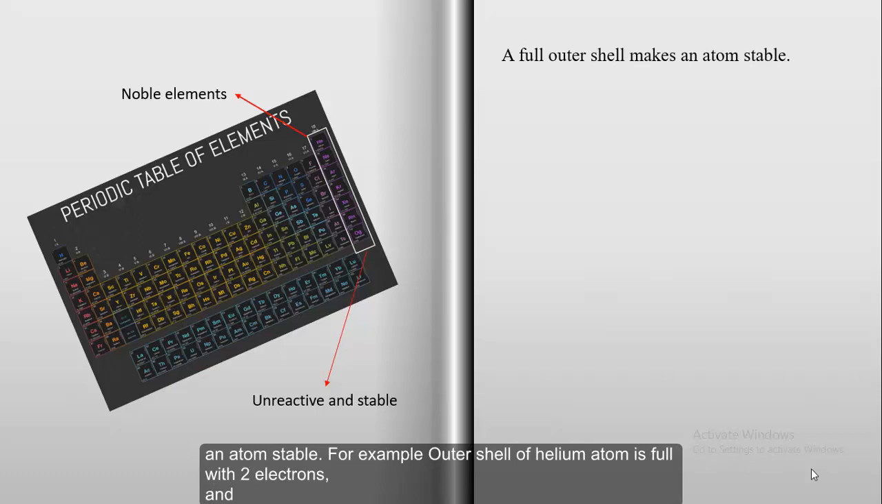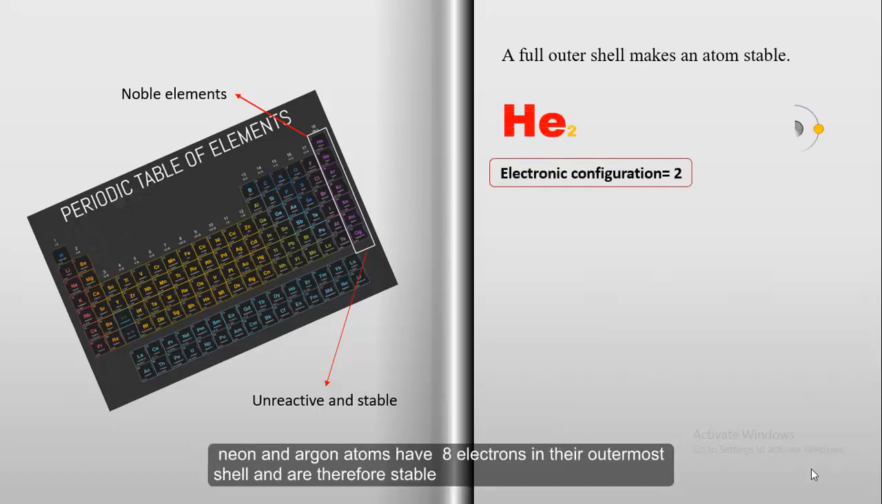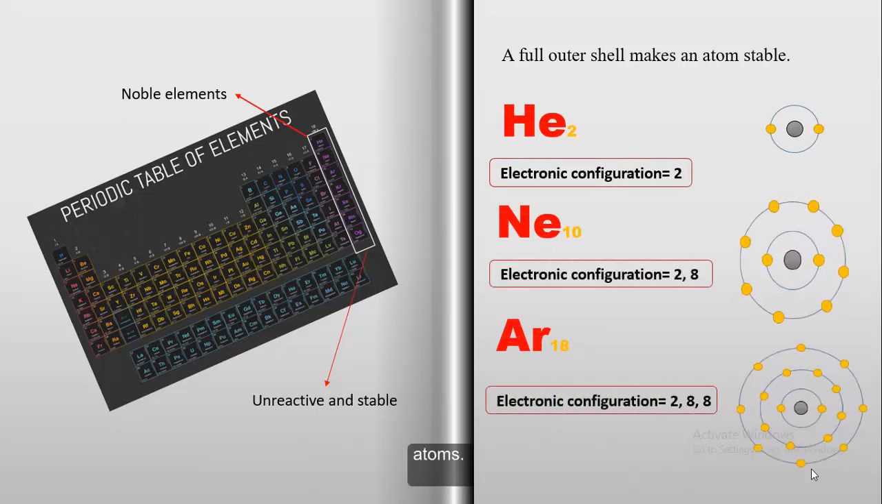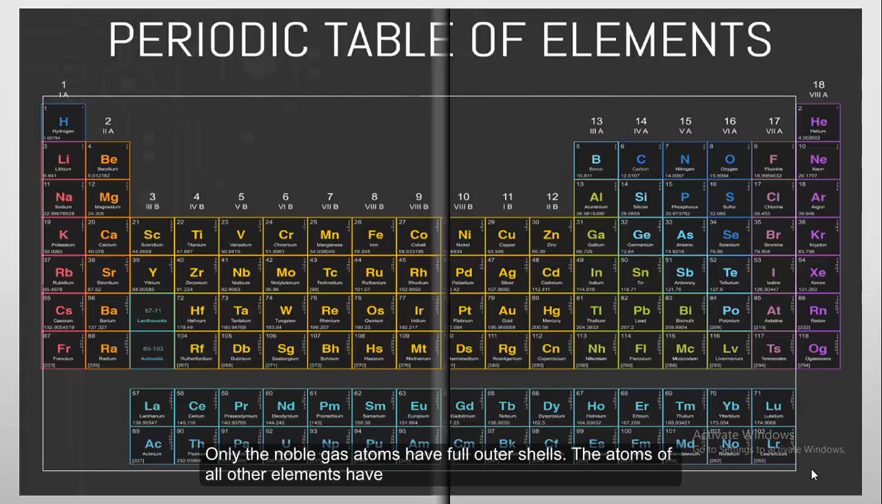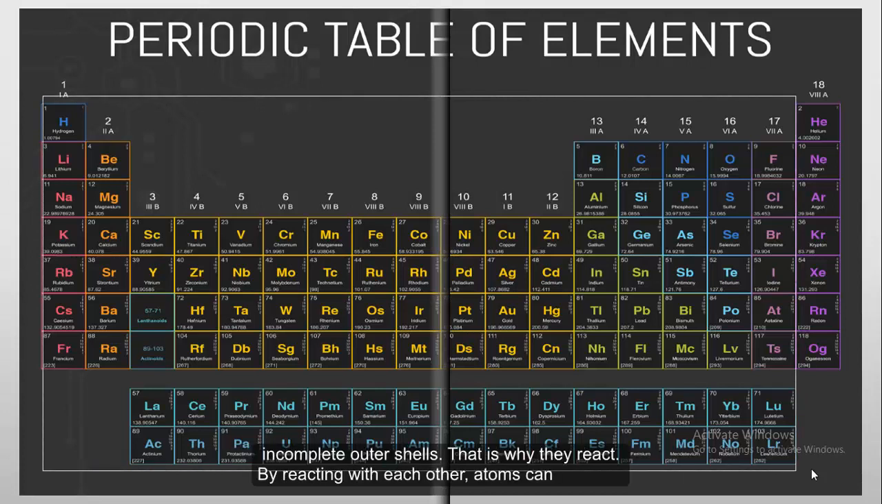For example, the outer shell of a helium atom is full with 2 electrons. And neon and argon atoms have 8 electrons in their outermost shell and are therefore stable atoms. Only the noble gas atoms have full outer shells. The atoms of all other elements have incomplete outer shells, that is why they react. By reacting with each other, atoms can obtain full outer shells and so become stable.